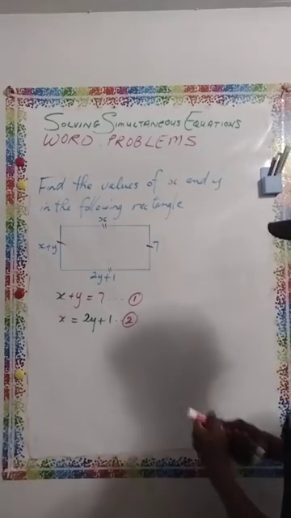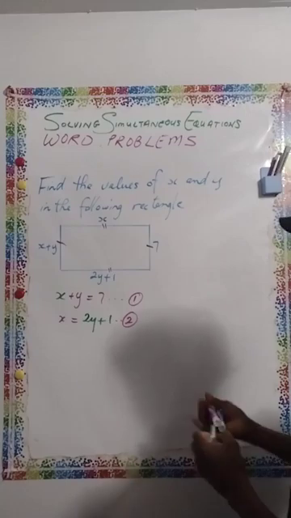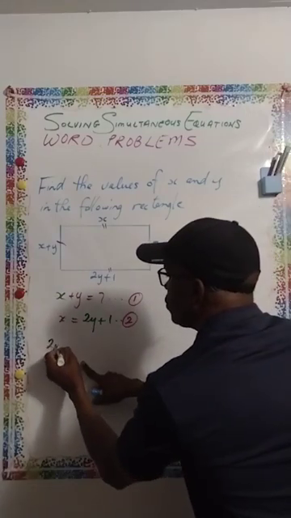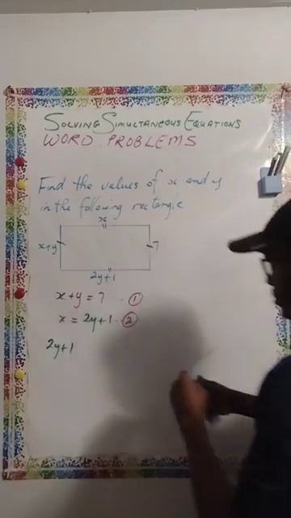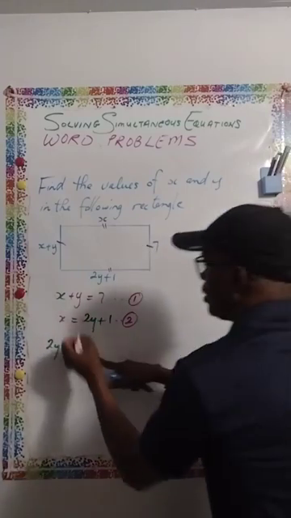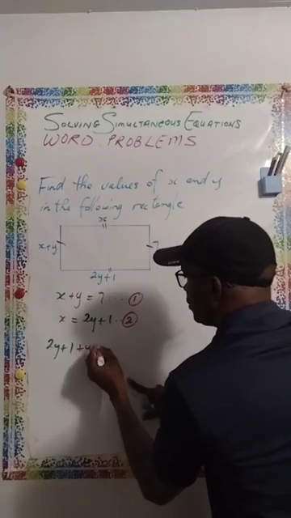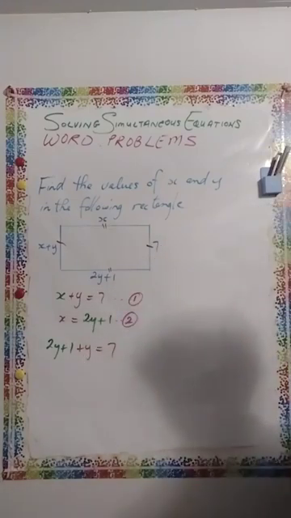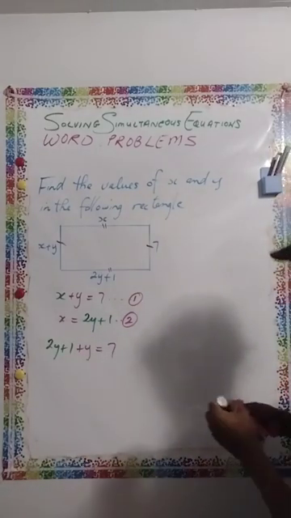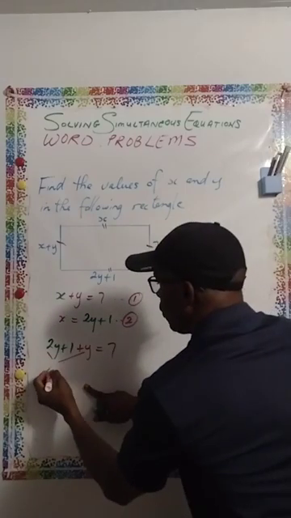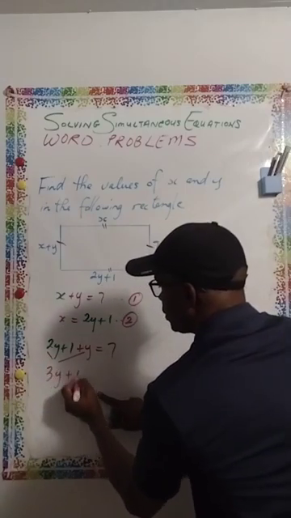So equation 1 is what? Equation 1 is x is what? 2y plus 1 plus y equals to 7. Yeah, there you go. And from there we could simplify the left hand side by bringing these two friends together. So we're going to have what? 2y plus y, that's 3y plus 1 equals 7.